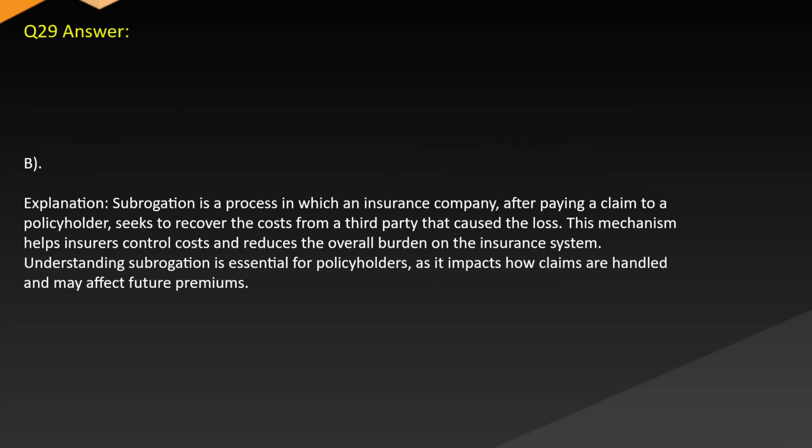Answer B. Explanation. Subrogation is a process in which an insurance company, after paying a claim to a policyholder, seeks to recover the costs from a third party that caused the loss. This mechanism helps insurers control costs and reduces the overall burden on the insurance system. Understanding subrogation is essential for policyholders as it impacts how claims are handled and may affect future premiums.